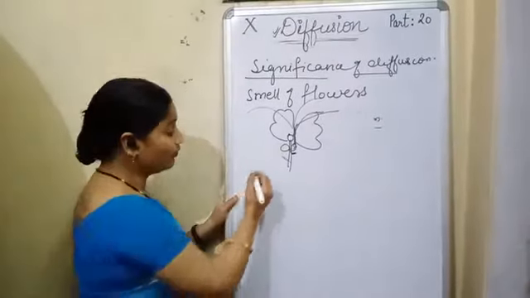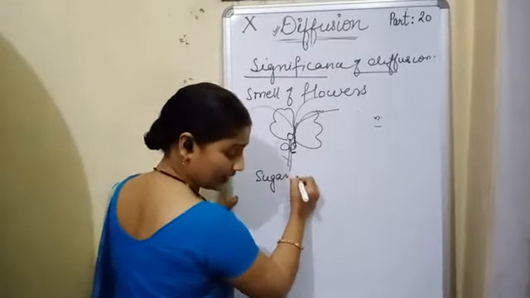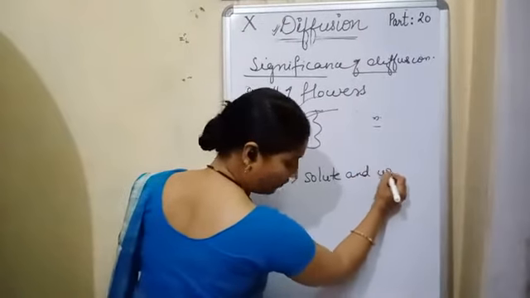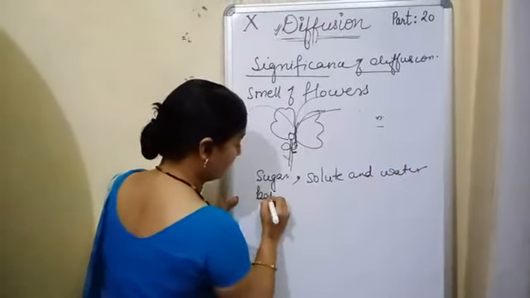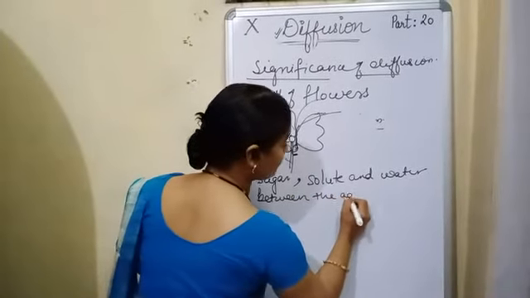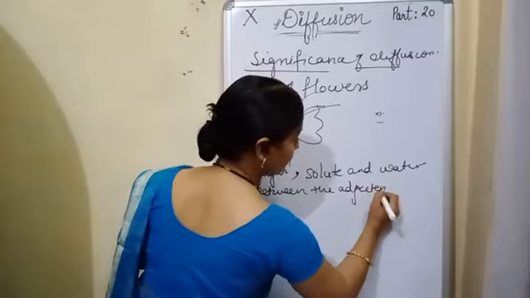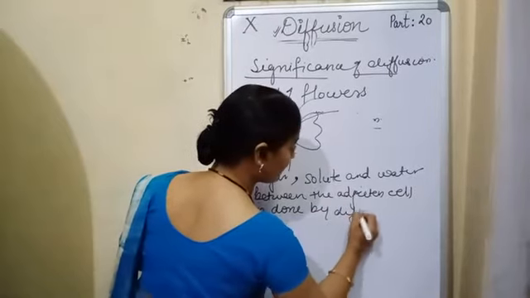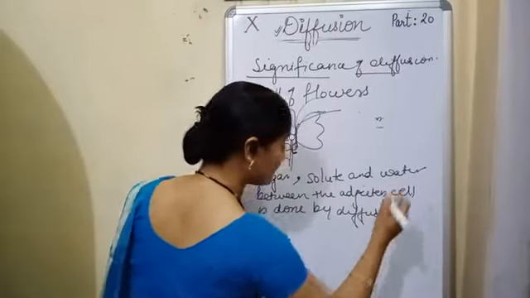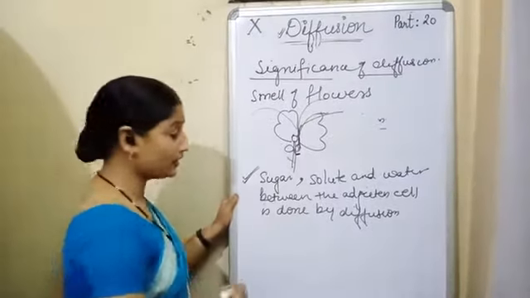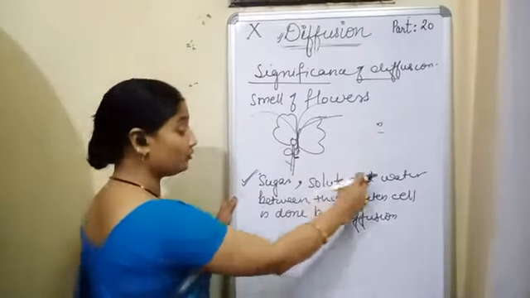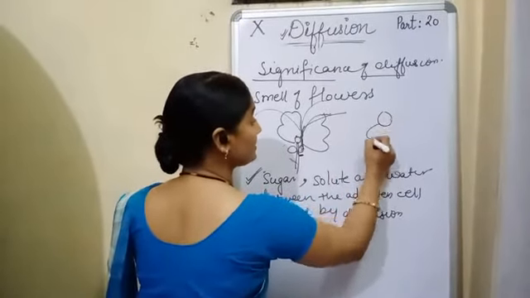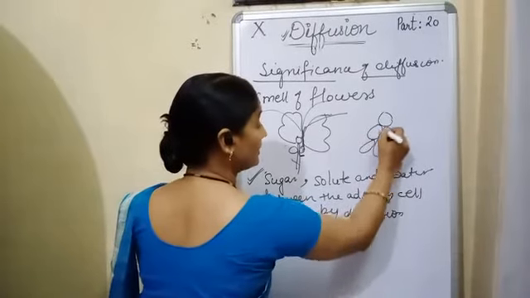Now see, the movement of sugar, solute and water between the adjacent cells is done by diffusion. This is an important significance for us. Movement of sugar, solute and water between the adjacent cells. Suppose I draw the cells of a plant, then what happens?